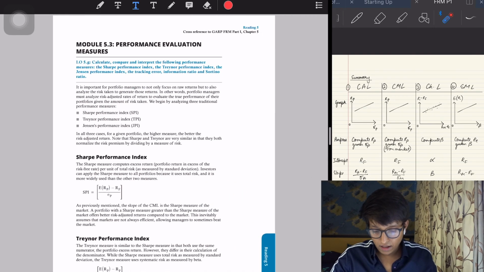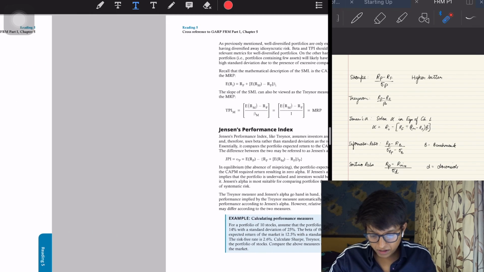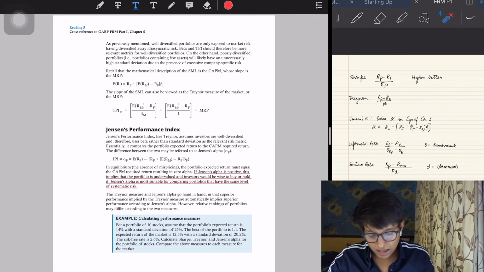That was all in this reading. Just the performance evaluation measures. Go through it. The uses are given. Formula I've already shown you over here. Sharpe Performance Index, Treynor Performance Index, Jensen's Alpha.